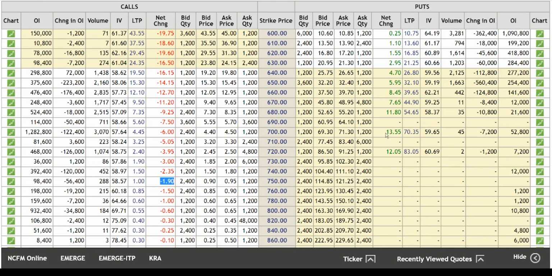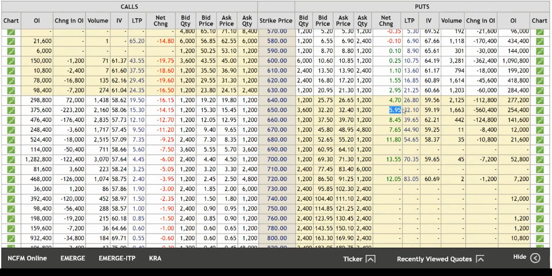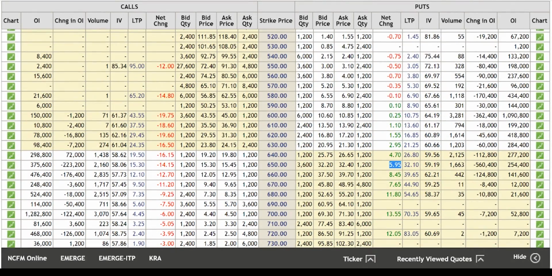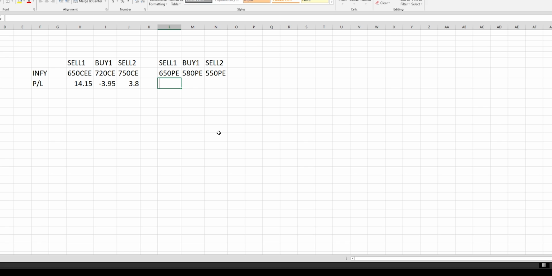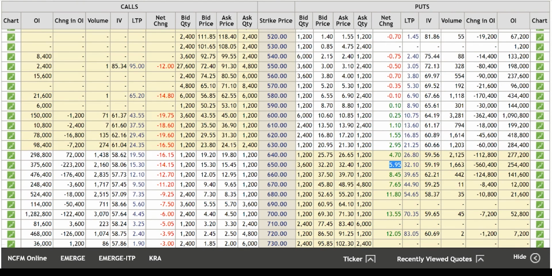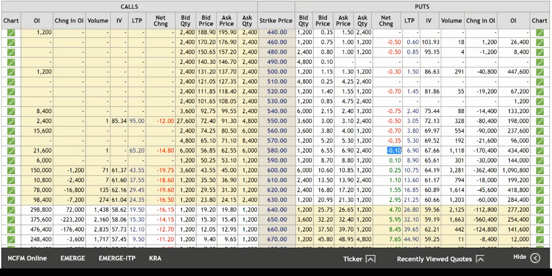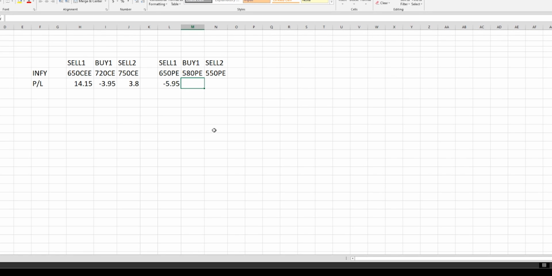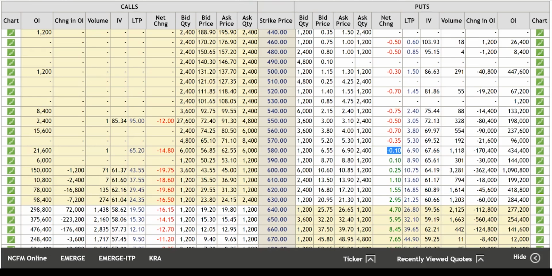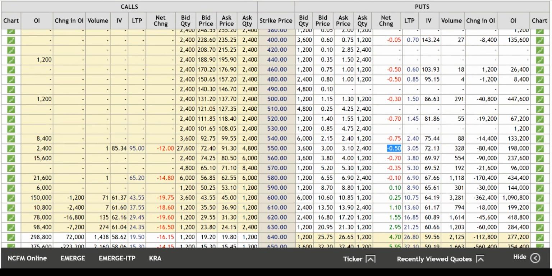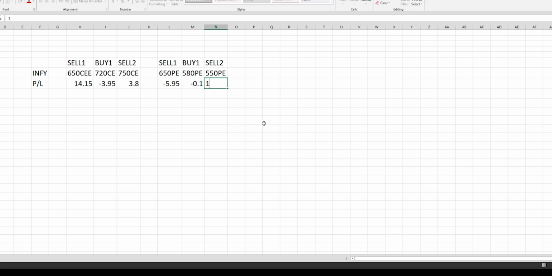Let us look at the put options. 650 put option, we sold it, and the price has gone up by 5 rupees 95 paise. So there is a loss of 5 rupees 95 paise. And then the 580 put option, we bought it, so that is also in a loss, 10 paise loss. And the 550 put option, we sold it, there's a profit of 50 paise. Since we have sold double the quantity, the profit is 1 rupee.